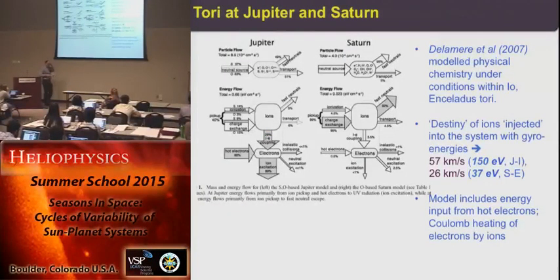So some work that I think Fran was involved in by Delamere et al. modeled physical chemistry conditions in the plasma tori of both Io and Enceladus. And they came up with some very important results. So essentially, these models looked at the ultimate destiny of ions which were injected into the system, ions which were formed through the ionization of neutrals coming out from Io and Enceladus. So these models included energy input from hot electrons and Coulomb heating of electrons by ions, as well as electron impact ionization and charge exchange reactions.